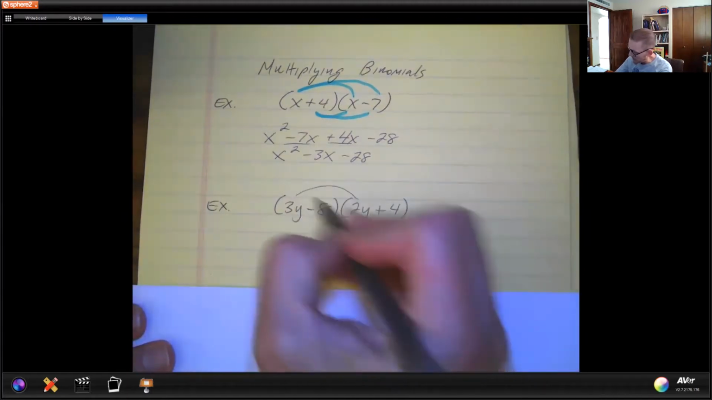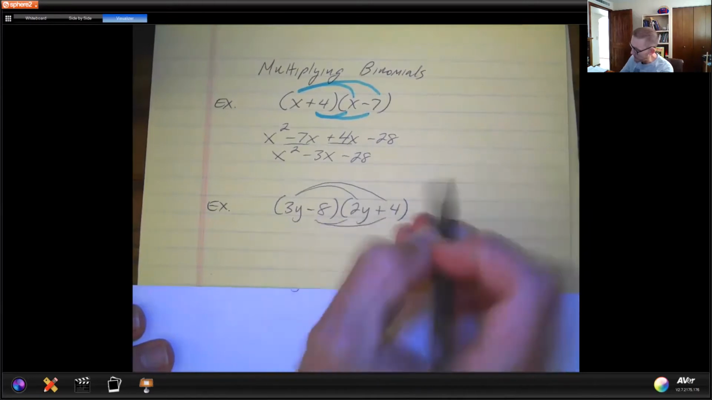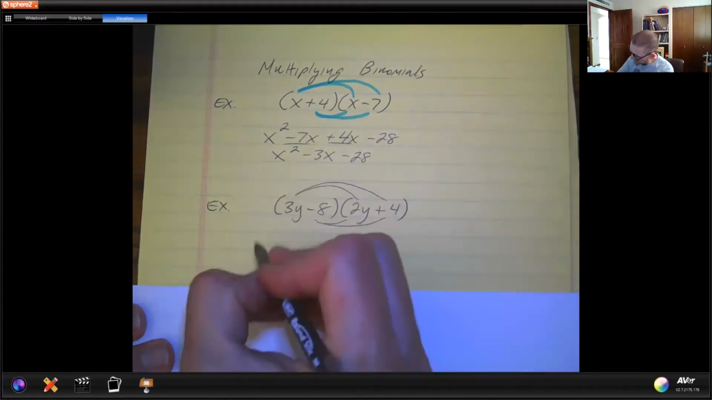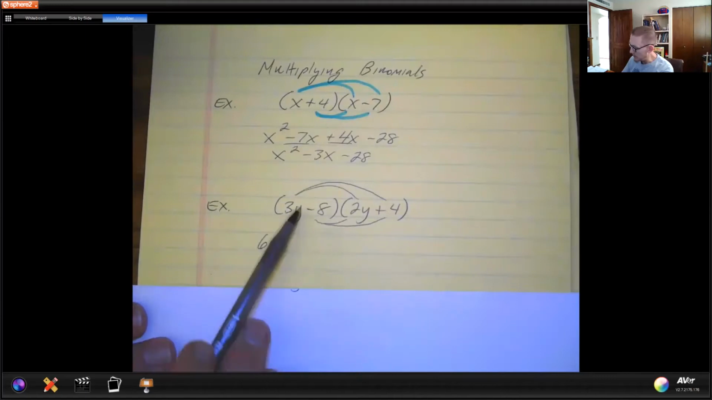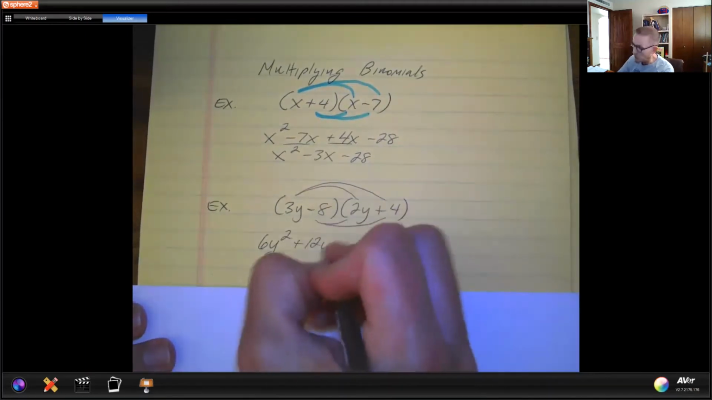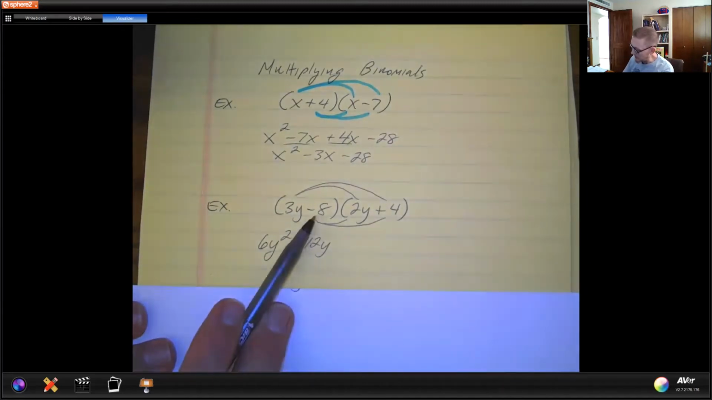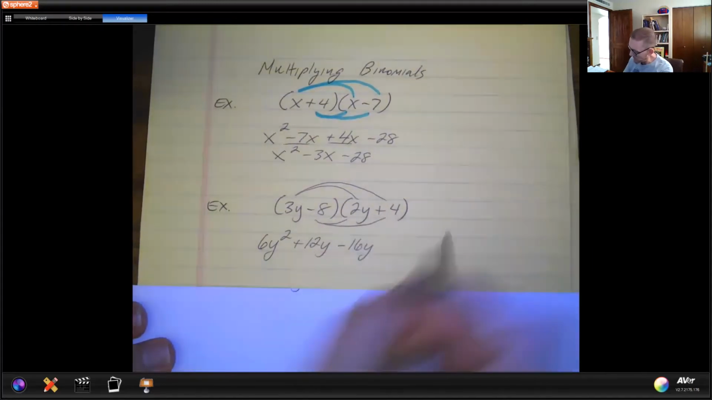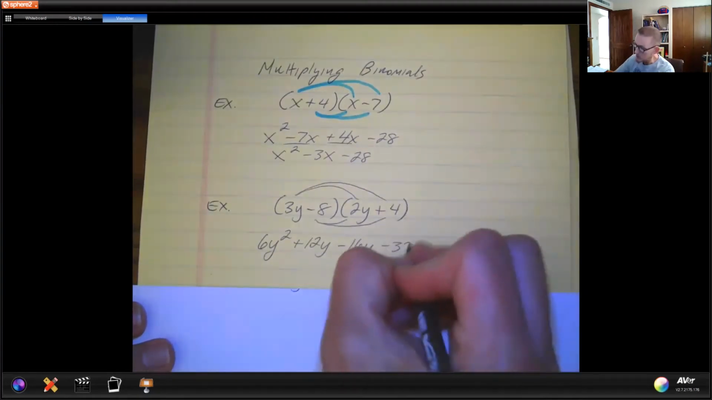Again, we're going to distribute everything from the first parenthesis to the second one. So we're going to send that in there and there. Then we're going to send that one in there and there. So the first distribution is 3y times 2y. So 6y squared. And then I'm going to send in 3y to the 4. And that's going to be plus 12y. And then finally, we're going to send in the -8. So -8 times 2y is -16y. And -8 times 4 is -32.